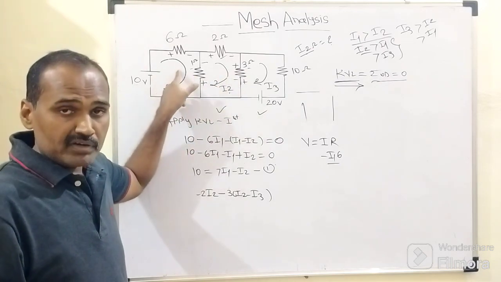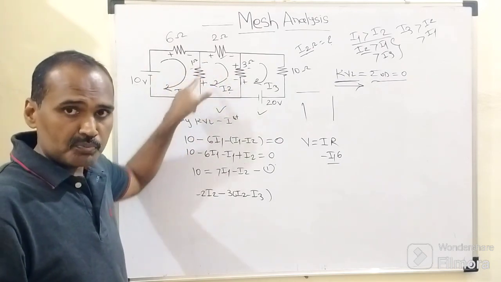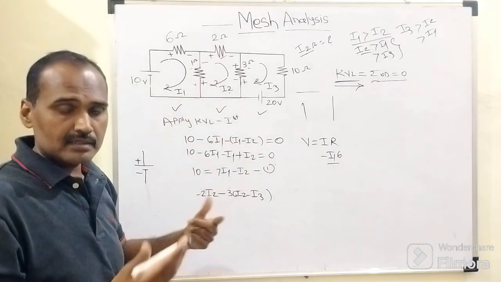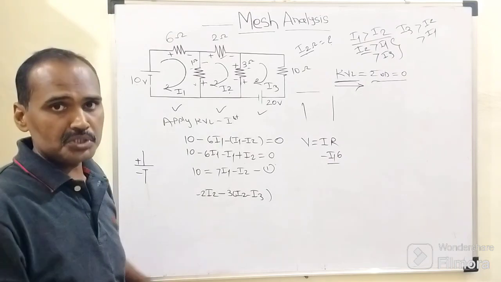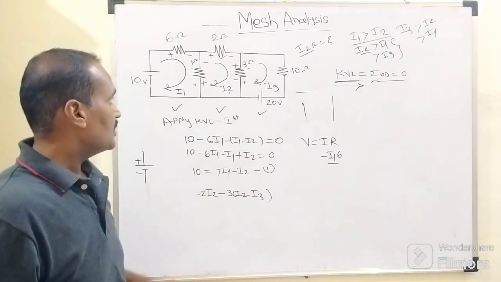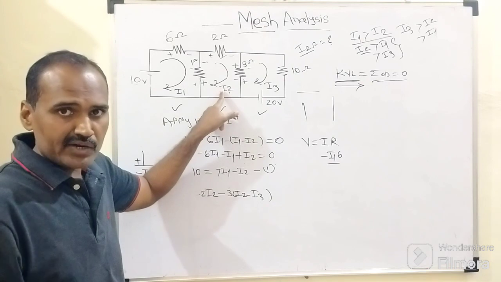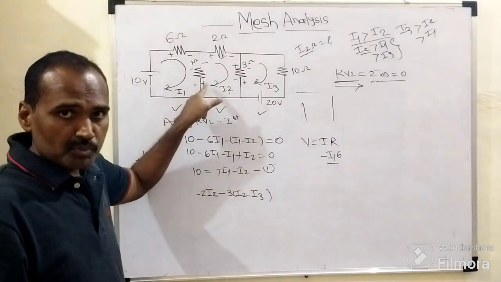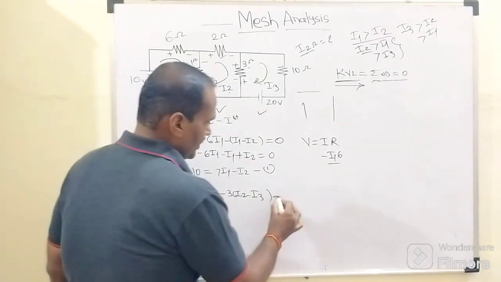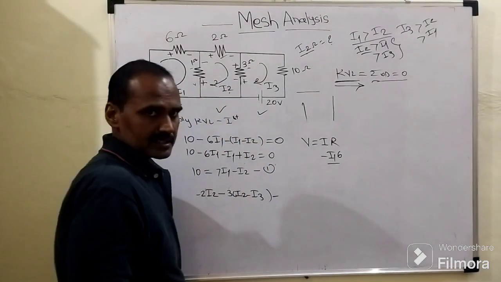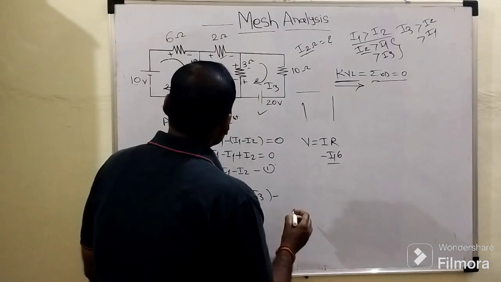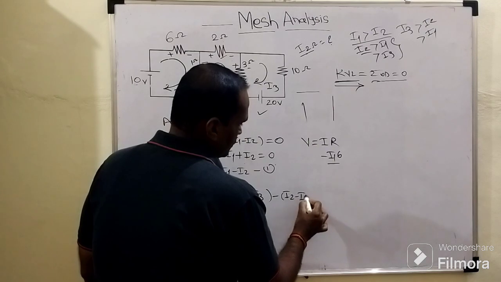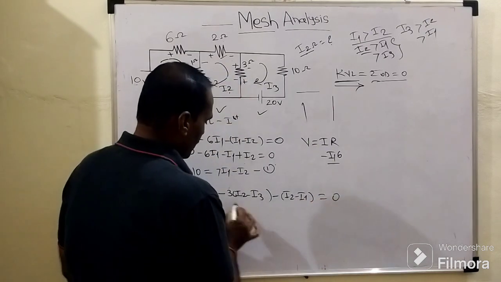But this I1 flows from top to bottom, and I2 flows from bottom to top. Again, their directions are opposite to each other. That's why we need to consider the negative sign, as we are in the second loop. So I2 is greater than I1. And again, when we are going from positive to negative plate, we need to carry the opposite sign, that is negative. It will become minus of the value of resistor, 1 ohm. So directly I can write here minus I2 minus I1 equals to 0.